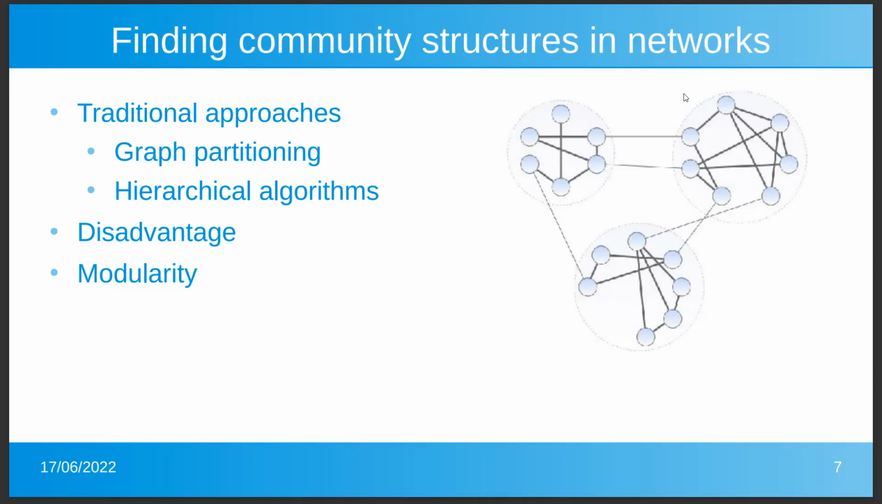To address this problem, the concept of modularity has emerged. It is a quality measure for graph clustering, which measures if a specific division of a network into a group of communities is good or not, in the sense that the connections inside the community are dense and the connections between communities are sparse.